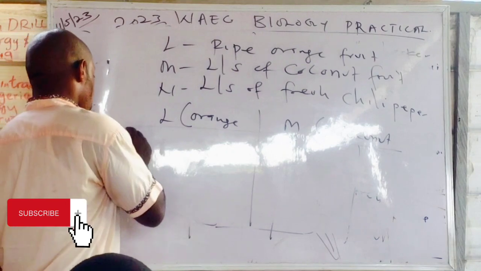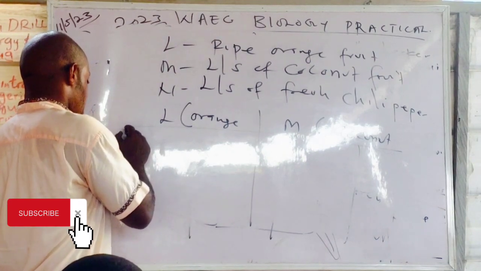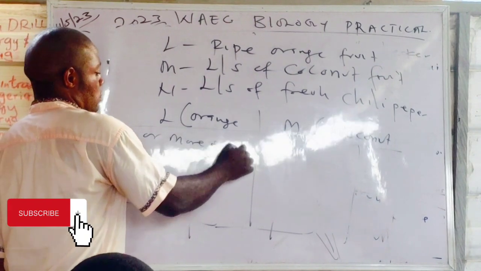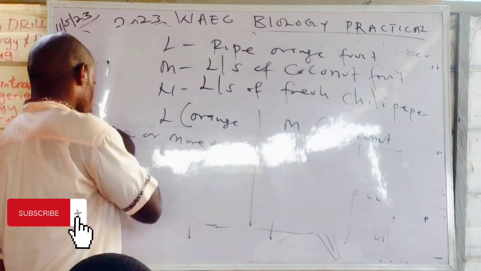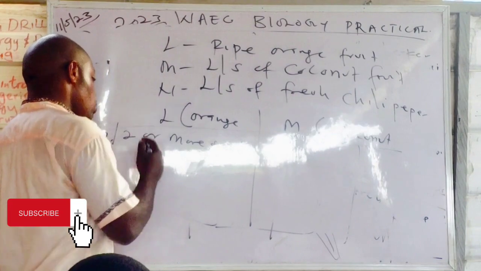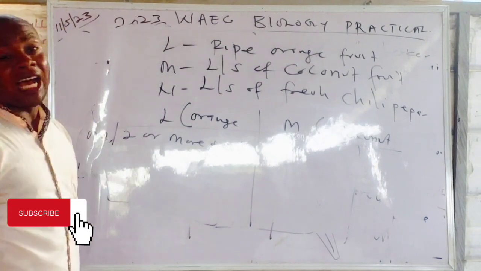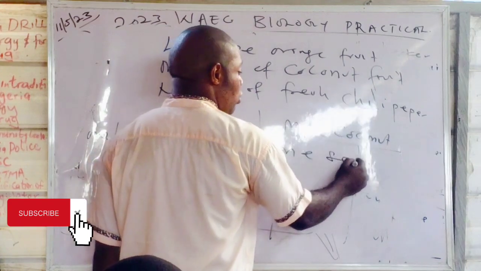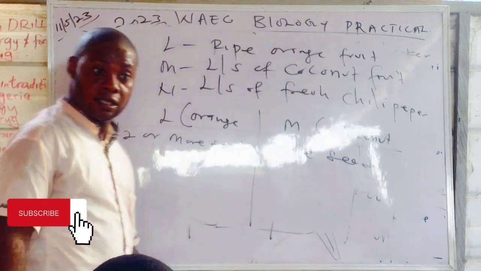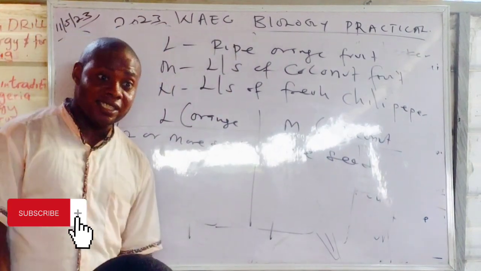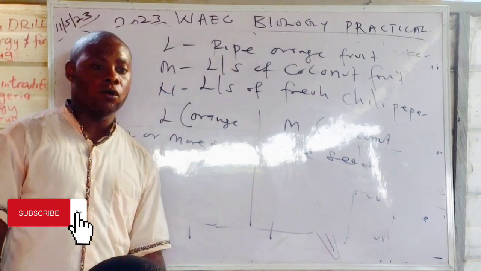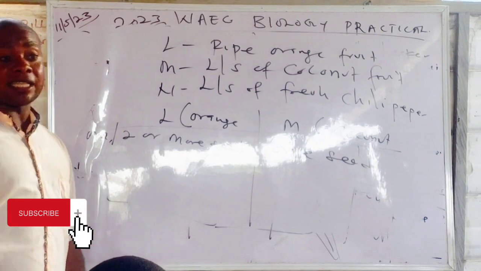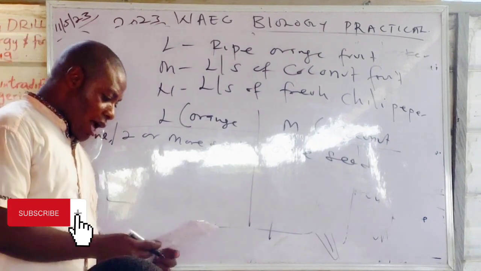Orange may have one, two or more seeds. Coconut, how many seeds? Only one seed. There's no way coconut can have two seeds. Have you seen coconut that have two seeds before? Coconut has only one seed. The one inside that we eat, that's the seed. Are you there with me now?